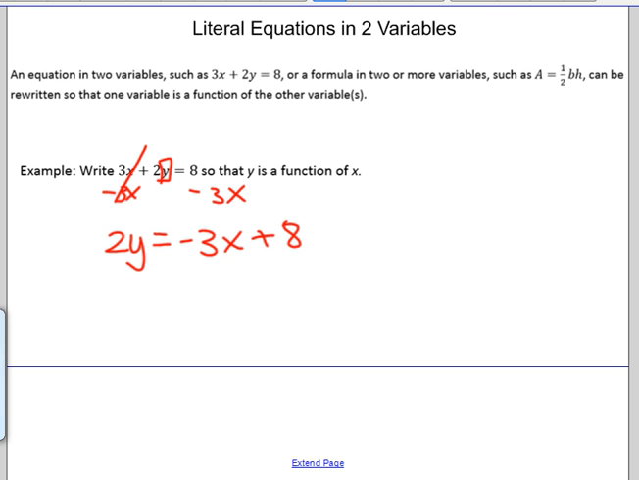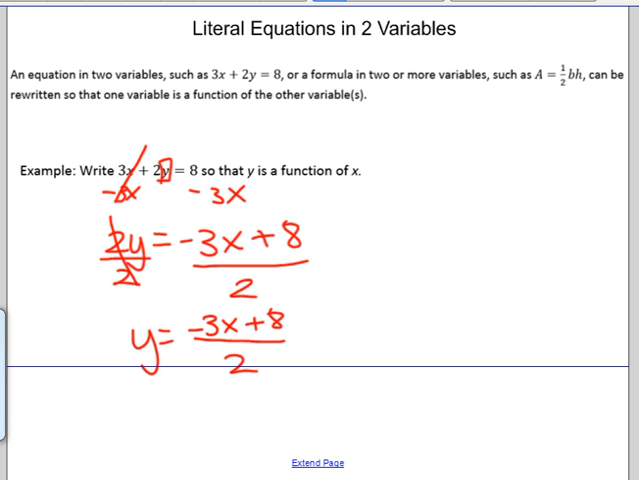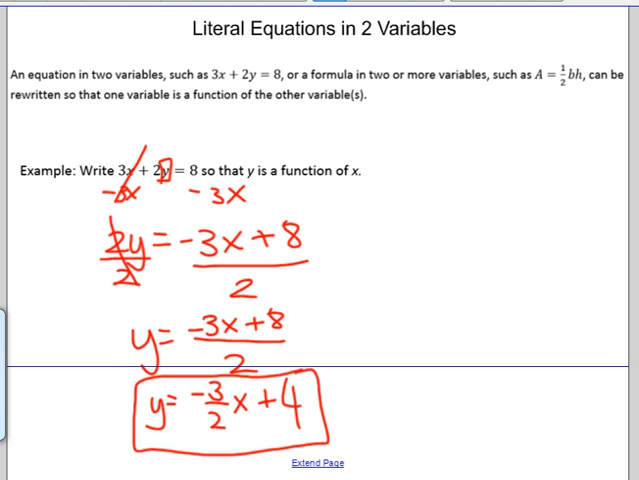Now I still want to get that y by itself. I want to undo that multiplication. To do that, I would divide both sides by 2. So I have y is equal to negative 3x plus 8 over 2. Now this can be further simplified. I can write this as y is equal to negative 3 over 2 x plus 8 over 2. And 8 over 2 is really 4. So my function would be y is equal to negative 3 over 2 x plus 4.